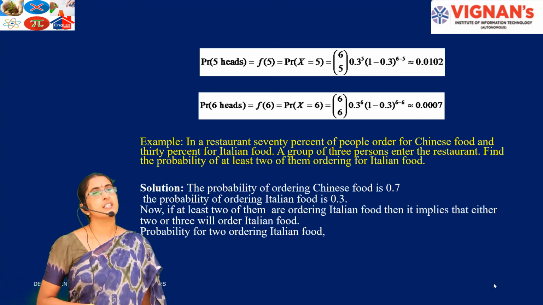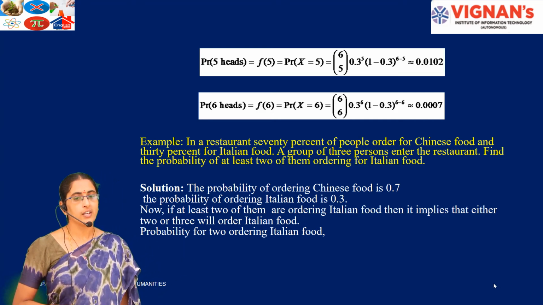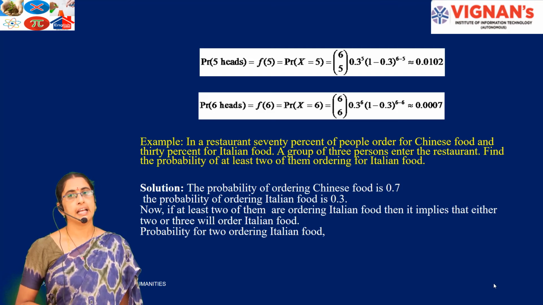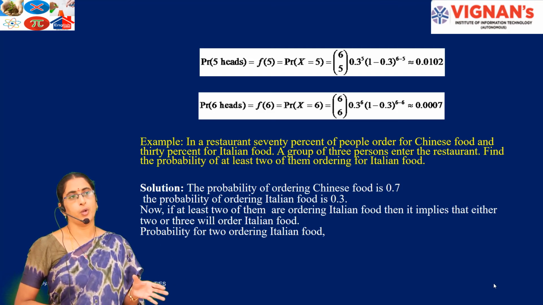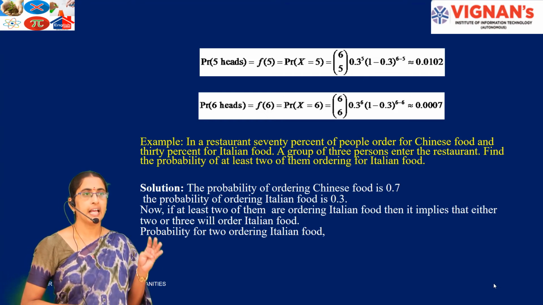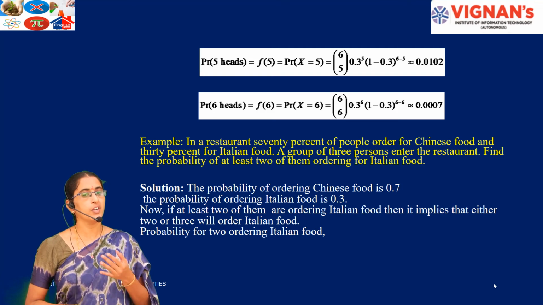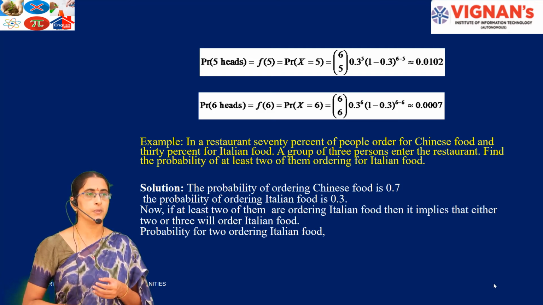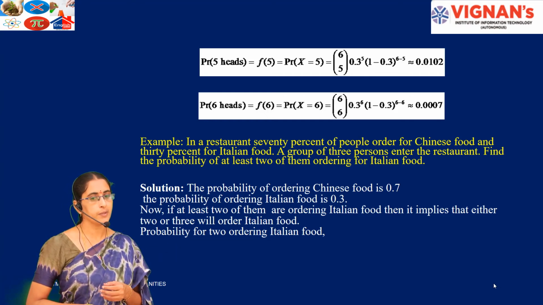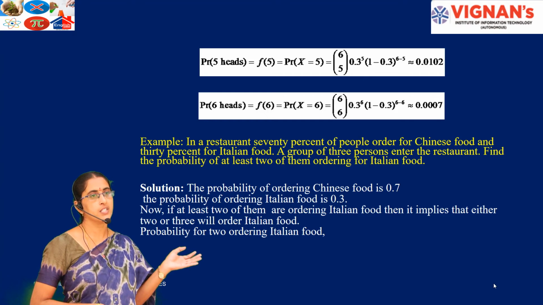Then consider the second problem also. Here in a restaurant, 70% of people order Chinese food and 30% Italian food. A group of 3 persons enters the restaurant. Find the probability of at least 2 of them ordering Italian food. So first go through the problem and identify the outcomes. What are the outcomes here? 2 types of events, Italian food and Chinese food. So the probability of ordering Chinese food is given as 70%, that means 0.7, and the probability of ordering Italian food is given as 30%, that is 0.3.